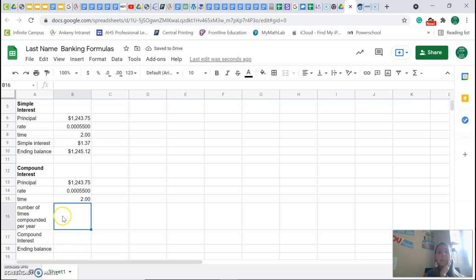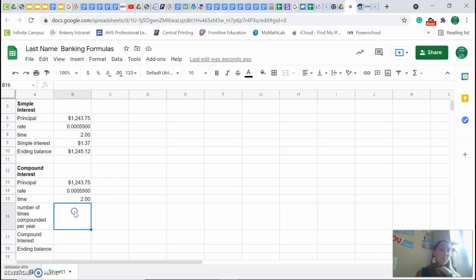The only thing is the number of times compounded per year is a number. So I want to make sure it's formatted as a number. Not a percent, a number. And then compound interest, when I'm given interest, that's a currency. So I want to format that as a currency. And my ending balance is also a currency. So I want to format that as a currency.